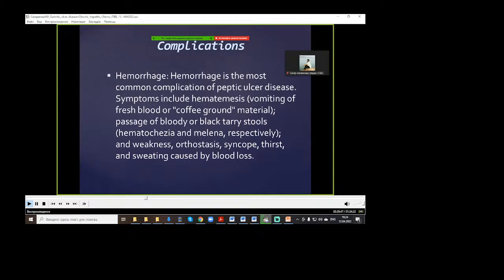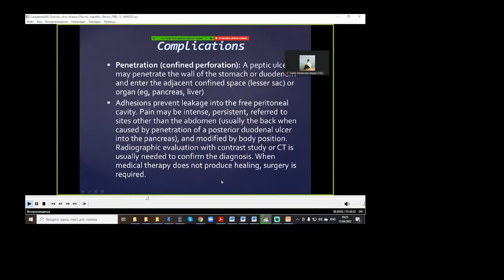General symptoms are weakness, orthostasis, syncope, sweating, collapse maybe. These symptoms are caused by blood loss. Next complication, penetration, confined penetration.